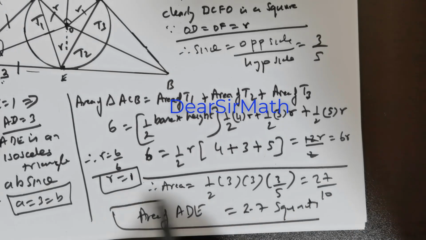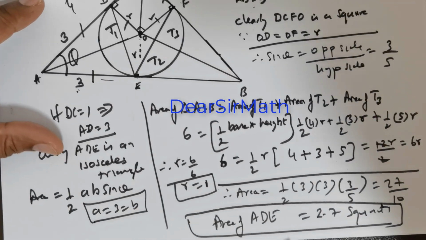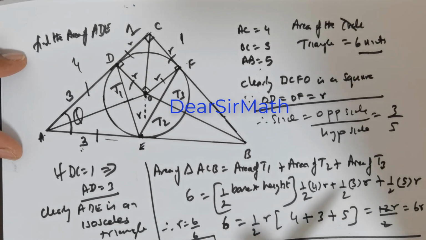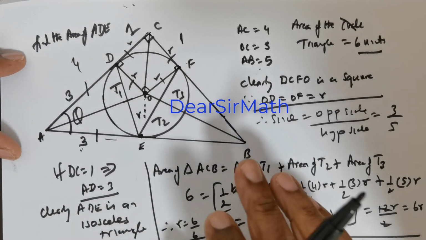So I have done this question in 2 different ways, and you can check them out, right? This is a much shorter way, and the previous one is a little bit lengthier.